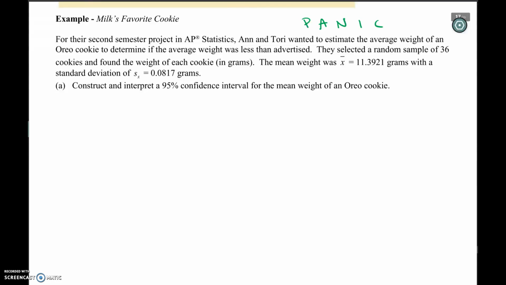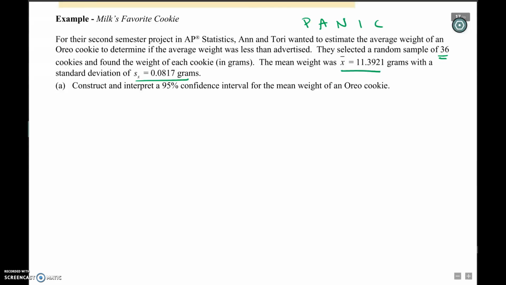Example. Milk's favorite cookie. For their second semester project in AP Stats, Ann and Tori wanted to estimate the average weight of an Oreo cookie to determine if the average weight was less than advertised. They selected a random sample of 36 cookies and found the weight of each cookie in grams. The mean was that many grams, and the sample standard deviation was that. Construct and interpret a 95% confidence interval.